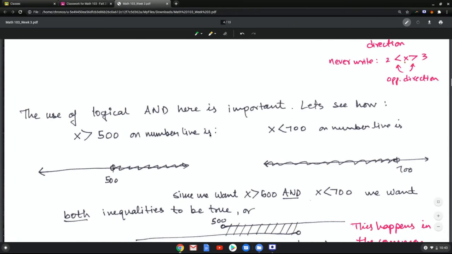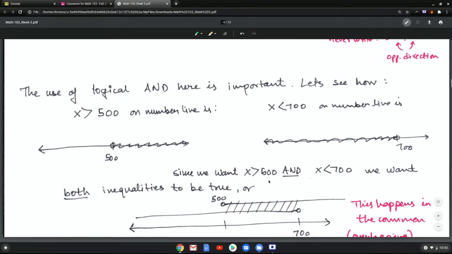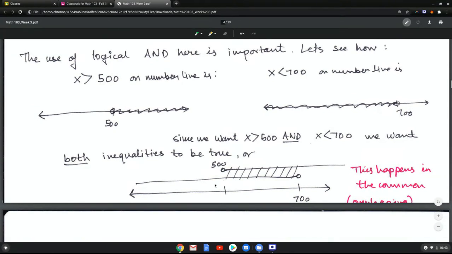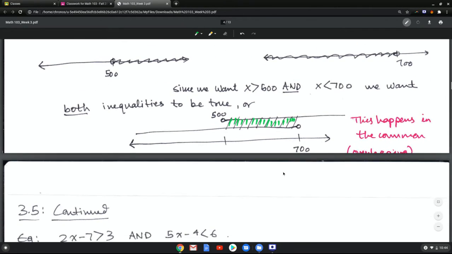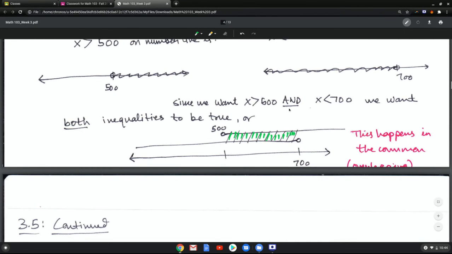X greater than 500 on the number line is all the numbers to the right of 500. X less than 700 is all the numbers to the left of 700. Since we want x greater than 500 and x less than 700, we want both the inequalities to be true. So when I draw this on one number line, the only place that's going to happen is right here, where they have what is called an intersection, or a common area. So whenever we use and, this is what is happening. We are finding the common area or the common region.